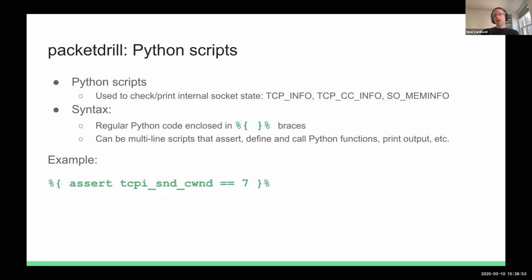And you can use multi-line scripts that make assertions. They can even define and call Python functions. They can print output, whatever you find useful to either examine or make assertions about what the kernel or networking stack is doing. So here's an example. Here we're asserting that the congestion window was 7 packets at that point in the script.